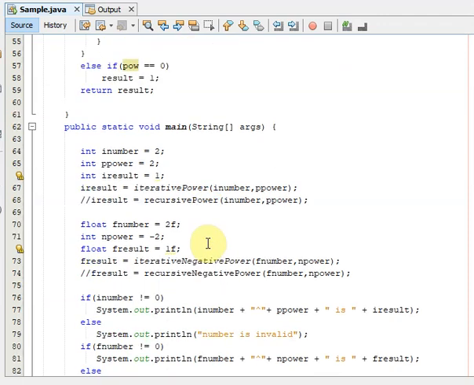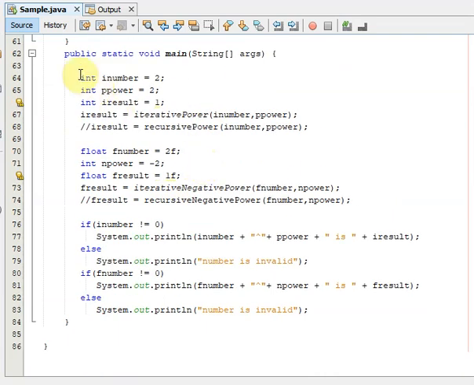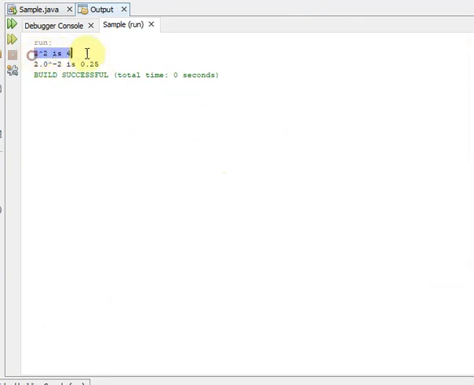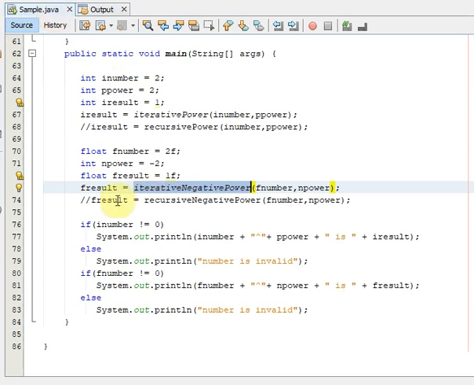Yeah, so that's it for this video. I have a small example as well. So 2 raised to 2, and let's see it in both the ways. First I will show it to you in iterative power, and also I will show 2 raised to the negative power as well. So let's see. 2 raised to 2 is 4, 2 raised to minus 2 is 0.25. That's great. And now I will show you the other way around.